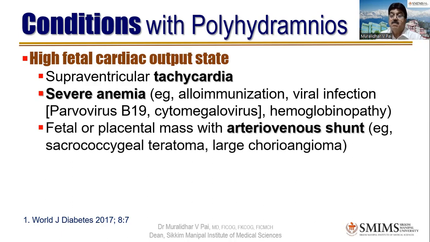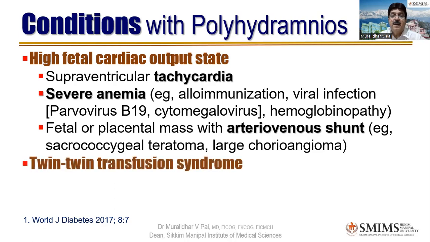Fetal or placental mass with arteriovenous shunt, for example, sacrococcygeal teratoma or large chorioangiomas. I'm not talking about TTTS yet. It is just in the placenta itself, there are arteriovenous shunts. Twin-to-twin transfusion is a separate entity. That's why I said the earlier point should not be mistaken with this. Twin-to-twin, all of us know, between the placentae, there will be arteriovenous, veno-venous, arterio-arterial shunts, and these are the ones which will give rise to oligo-poly sequence in the twins.